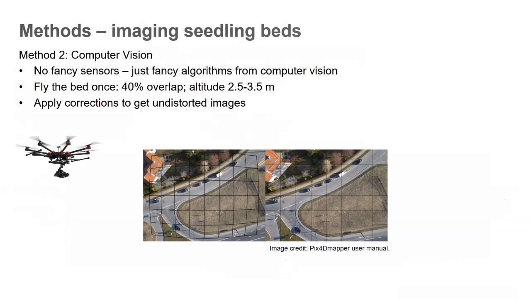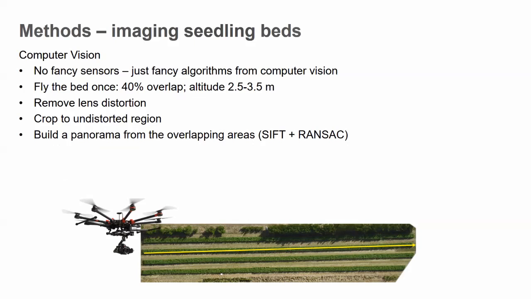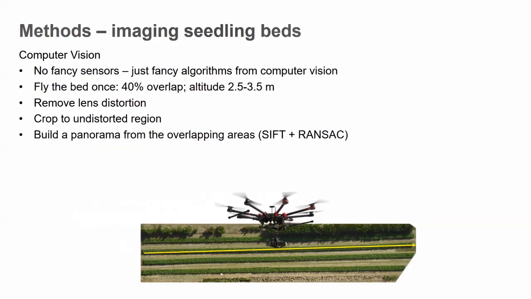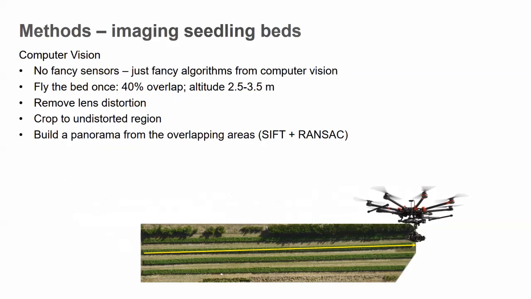So what we did was we trialed a second method based purely on computer vision principles. Here what we do is we fly the bed once with 40% overlap at an altitude of 2.5 to 3.5 meters, and then we apply some corrections to get undistorted images. We take this undistorted imagery and we use a combination of algorithms called SIFT and RANSAC to build a continuous panorama of the seedling beds. You've used similar algorithms if you've ever generated a panorama using your smartphone.